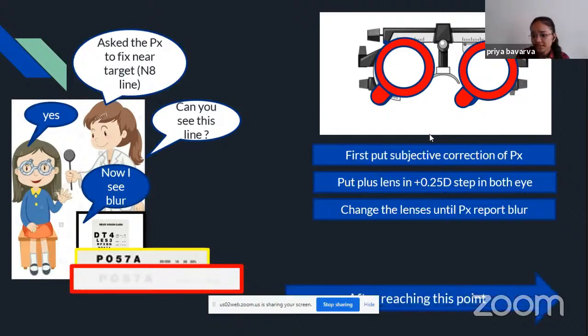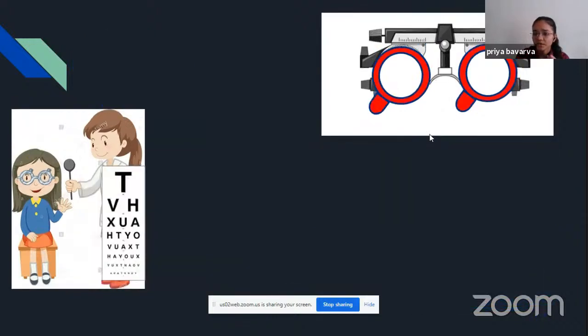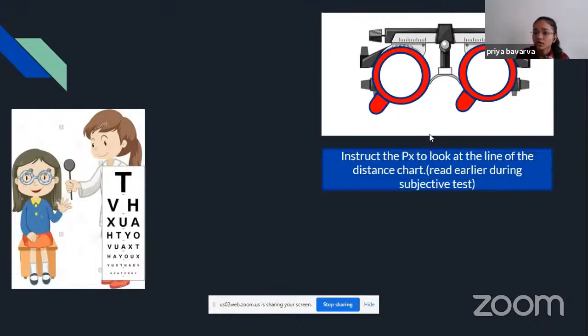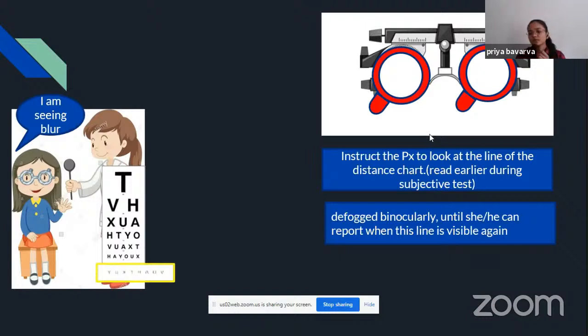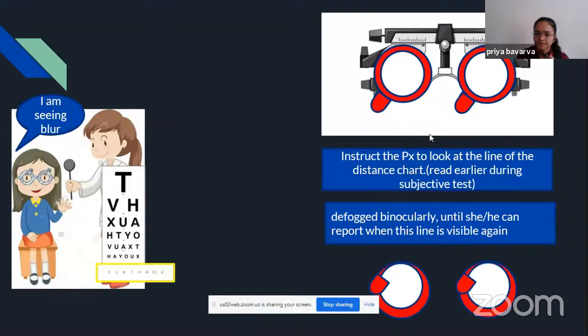After reaching this point, instruct the patient to look at the line on the distance chart that he or she already read earlier during the subjective test. If the patient read 6/6, give the 6/6 target. If the patient read 6/9, you give the 6/9 target. At that time the patient says I am seeing blur, and you perform the defog binocularly in 0.25 diopter steps until the patient reports that the line is visible again.